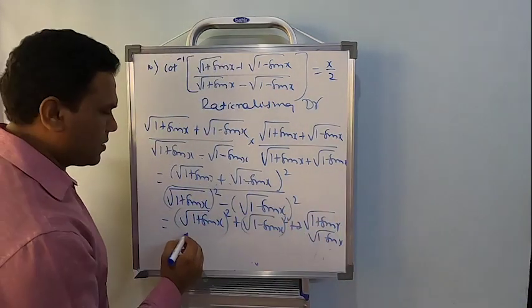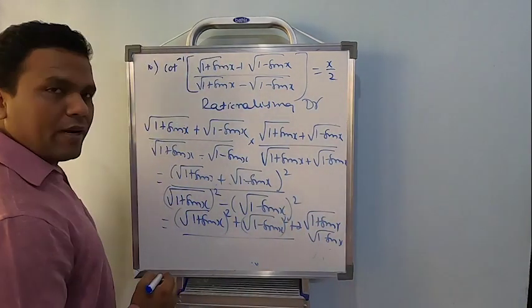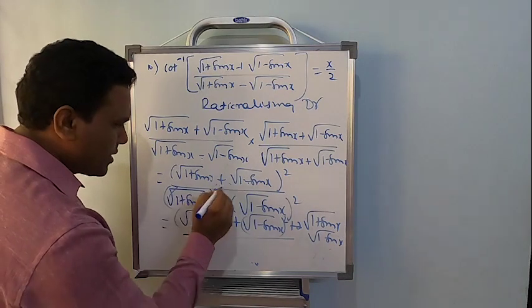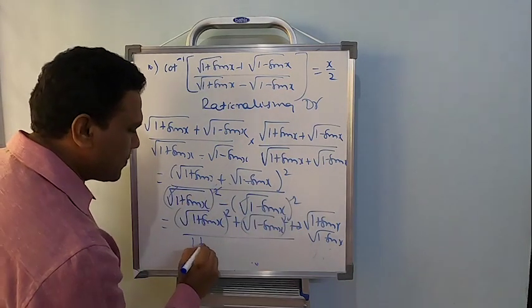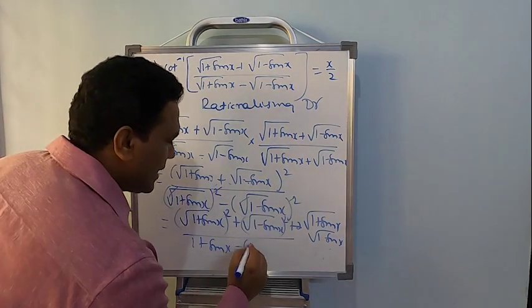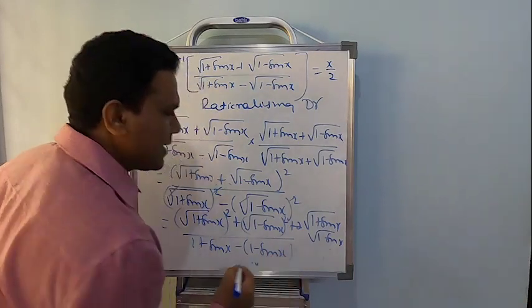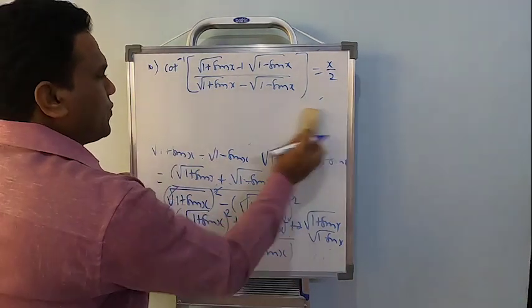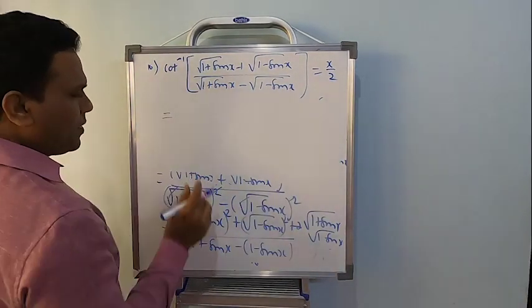No space, so I'm just trying to adjust there. Denominator is a square minus b square. So the square root gets cancelled: 1 plus sin x minus (1 minus sin x). So let's go for simplification further.